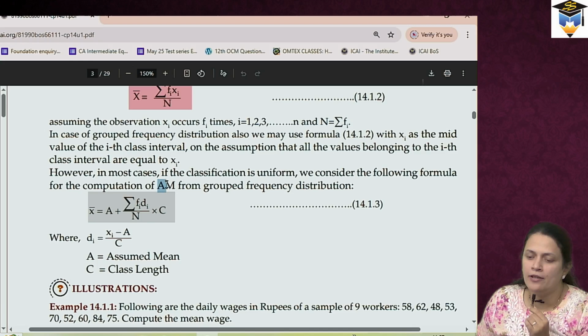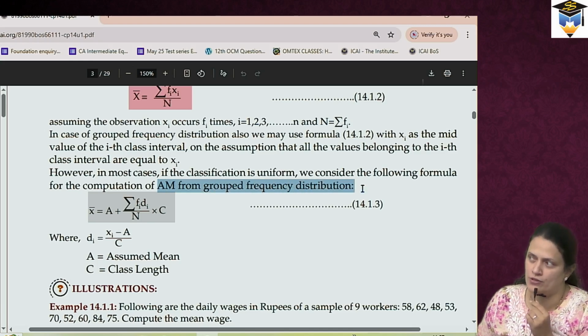Now write down arithmetic mean for grouped frequency distribution. Arithmetic mean for grouped frequency distribution is given by the formula x bar is equal to a plus summation of fi di upon n, into c, where di is xi minus a upon c, where a is the assumed mean and c is the class length.